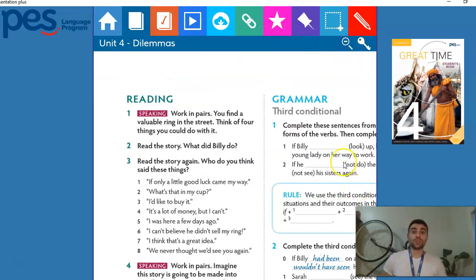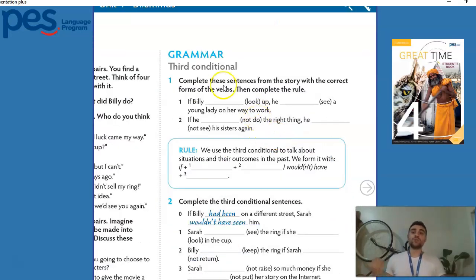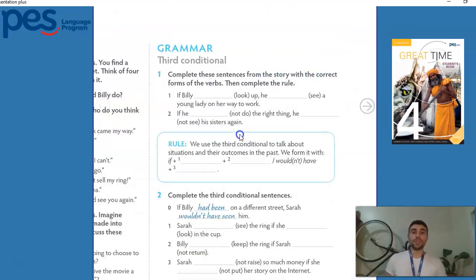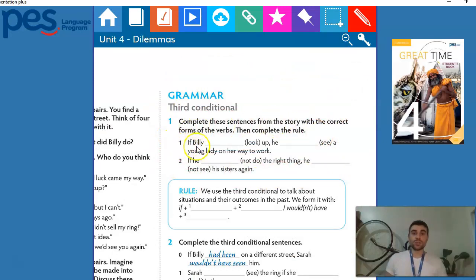So let's take a closer look over here. First of all, I want you to do this first exercise over here. We have to complete these sentences from the story with the correct forms of the verbs, and then complete the rule. So what I want you to do now, I want you to pause the video, go back to the story over here, this one, the day Billy Ray's life changed forever. Try to find these two sentences here in the text and complete them just like in the text. So basically you need to copy the sentences from the text, okay? So again, pause the video, go back to the text, complete the sentences. Later, come back here and then we check the answers. All right? Go on.